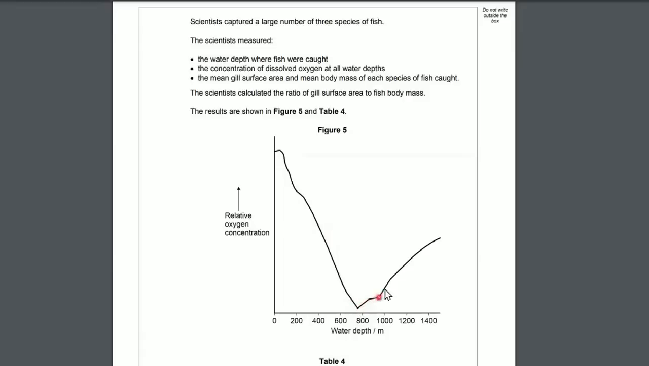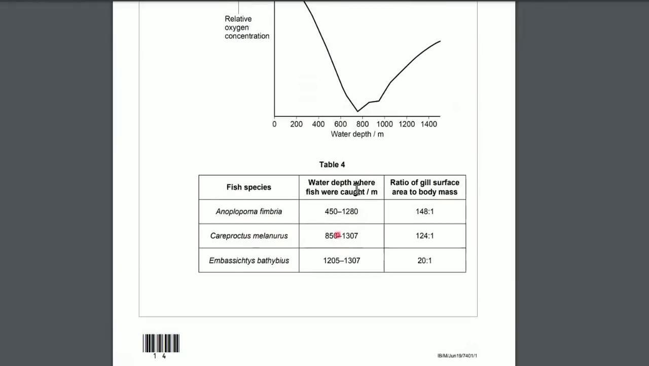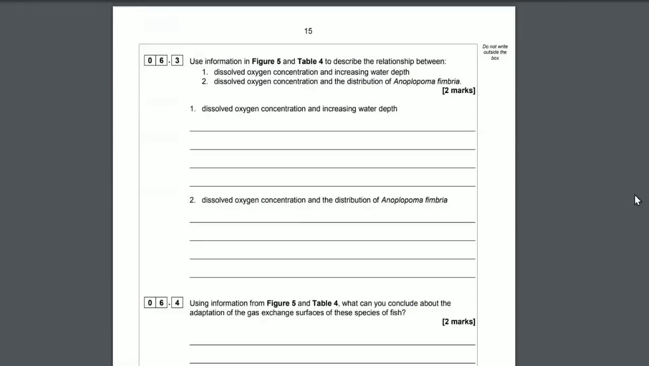Now, Table 4 shows the relative oxygen concentration at different depths of water, or Figure 5 did, sorry. Table 4 shows the 3 different fish species, and it shows the depth at which they were caught and their calculated ratio of gill surface compared to the size of them, their body mass. Okay, so we can see here that oxygen concentration seems to go down with depth and then it pops back up again after like 750 meters. And then we can see for these 3 different fish gills, some of them have got a large surface area to body mass ratio. Let's check it out.